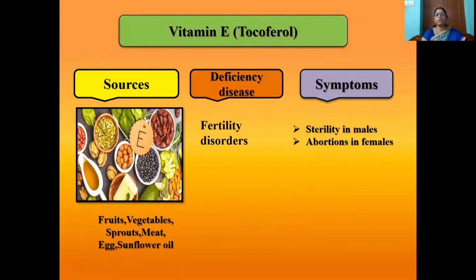The next one is vitamin E. This vitamin is also called tocopherol. The sources of this vitamin: fruits, vegetables, sprouts, meat, egg, sunflower oil. The deficiency of this vitamin leads to fertility disorders. The symptoms of this disease: sterility in males, abortions in females.